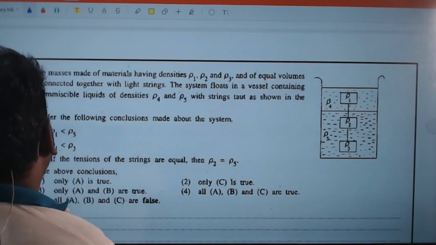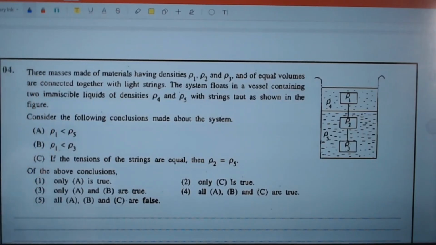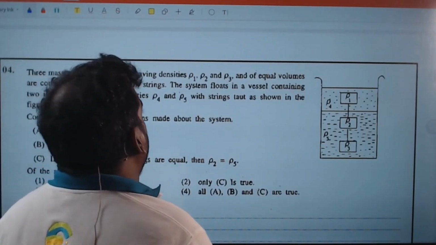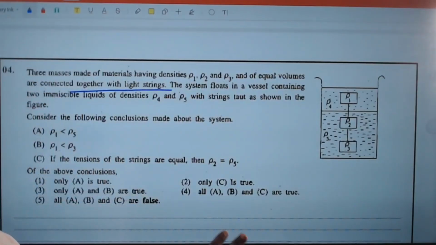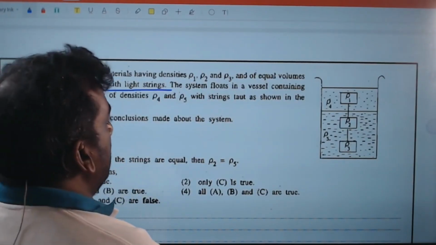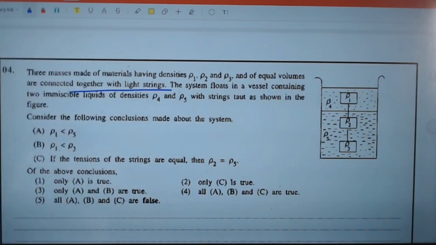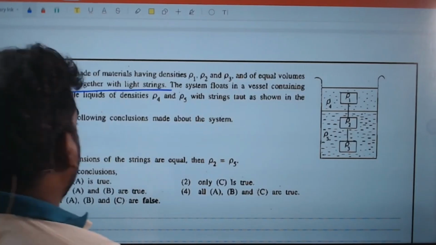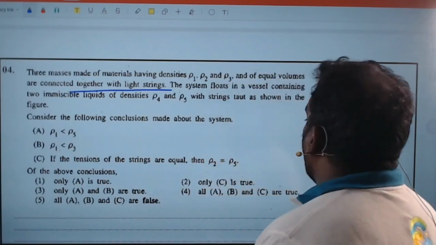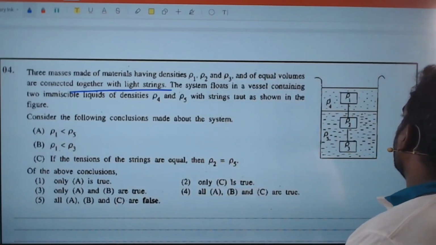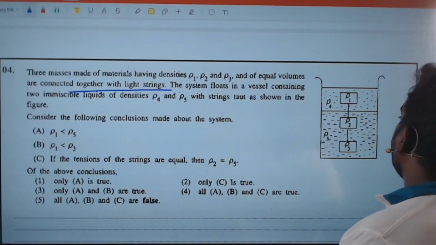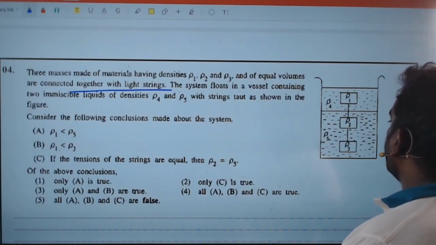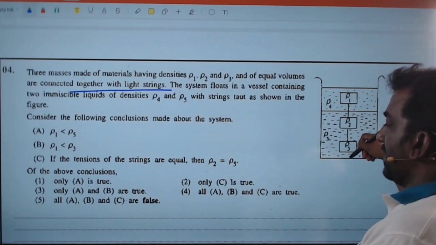Right. 3 masses made of material having densities ρ1, ρ2, ρ3 and equal volumes are connected together by light string. System floats in a vessel containing 2 immiscible liquids of densities ρ4 and ρ5. Consider following conclusions. A, ρ1 is smaller than ρ5. B, ρ1 is smaller than ρ3. So this one is sinking inside, it's being held.